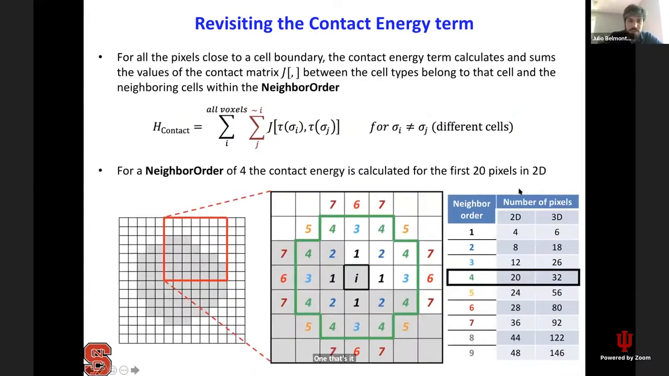So in the simulation, we are using the neighborhood order of 4, which in 2D means 20 pixels, and in 3D simulations means 32 pixels around the central pixel. So if I use a neighborhood of 4, I not only count this one at the beginning, I count everything that's within this region.